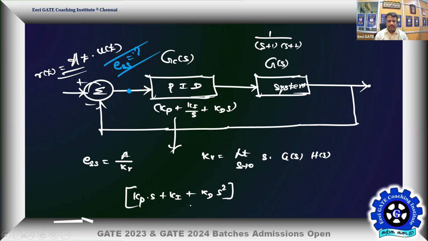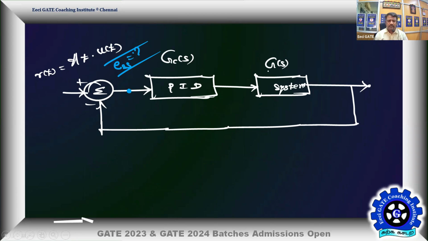So that's your P divided by S. That will be the controller transfer function. So what is G of S? G of S is the whole forward path transfer function. So what is our G of S? It's a product of your controller transfer function and the plant transfer function. So get the whole G of S.